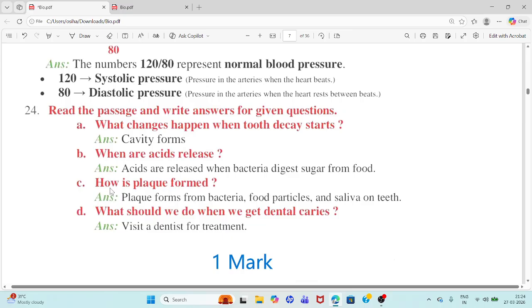How is plaque formed? Plaque forms from bacteria, food particles, and saliva on teeth. Fourth, what should we do when we get dental caries? Visit a dentist for treatment.